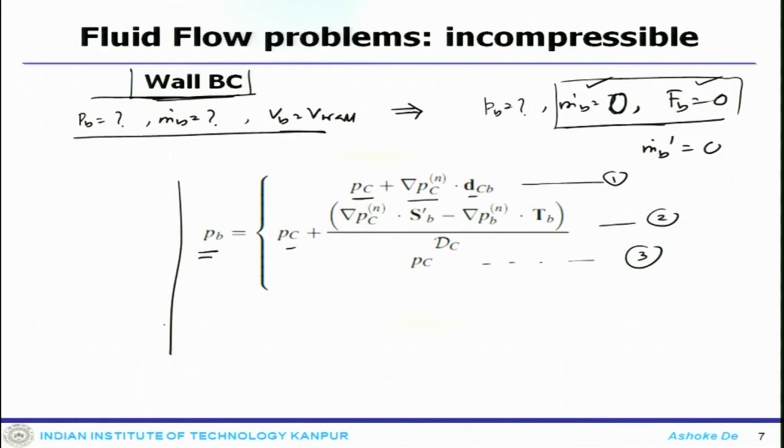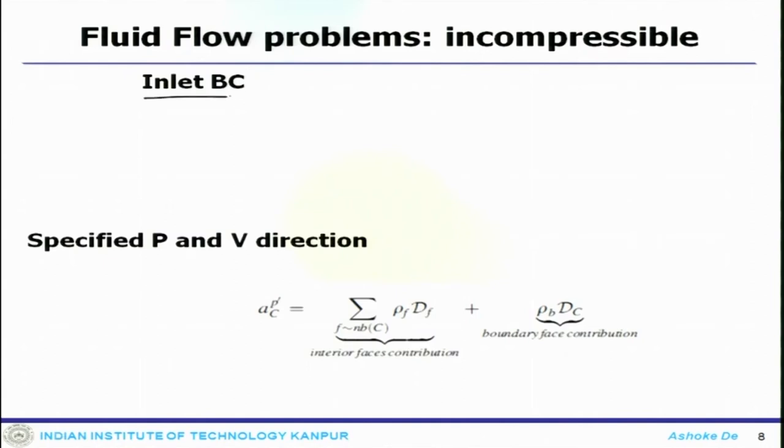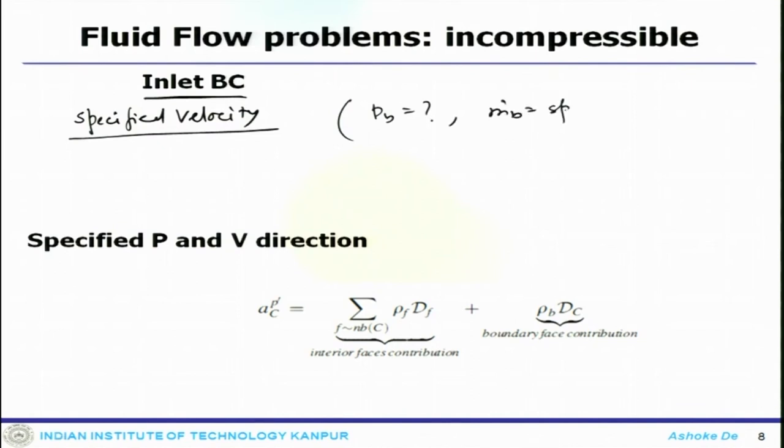Now, the second approach could be inlet boundary conditions. So, also in your domain there is an inlet condition, and for the inlet boundary condition one can have, let us say, specified velocity. That could be one easy condition, where with specified velocity my PB is not known, m dot b is specified, and VB is also specified. So, once you have this specified, then for a specified velocity at the inlet, the mass flux is known and its correction, m dot b prime, would be 0.